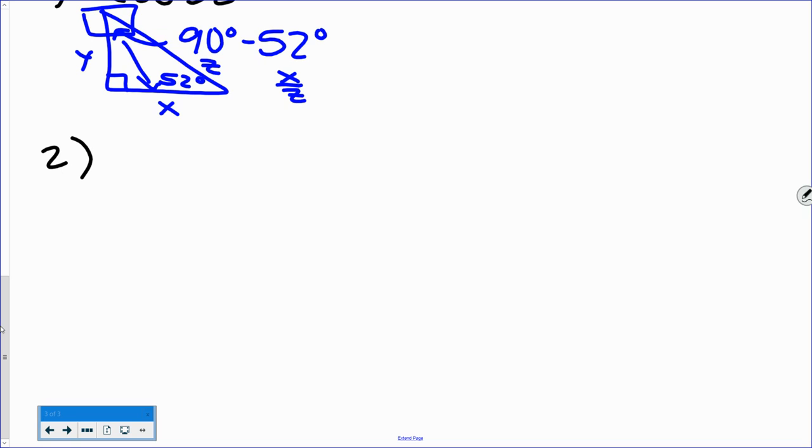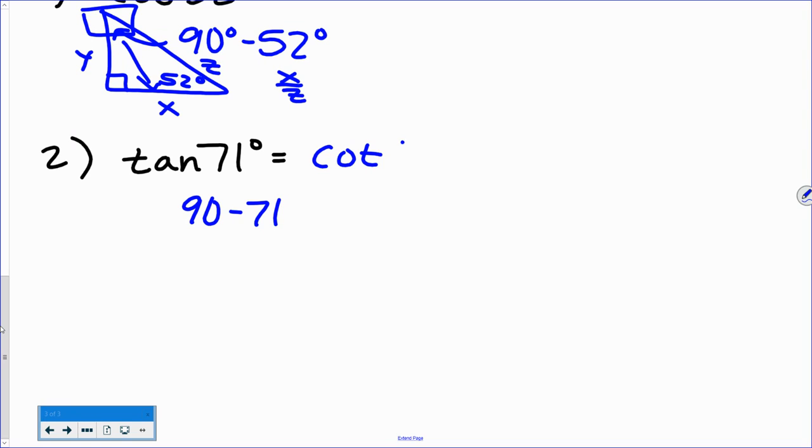So my second example, tangent of 71 degrees. If it's helpful to sketch something, go for it. If you understand what's happening, that's fine. Tangent's going to be equal to cotangent if I use the other angle, other than the right angle, within my triangle. So that means that third angle would be 90 minus 71 degrees. So cotangent of 19 degrees would be equal to tangent of 71 degrees.